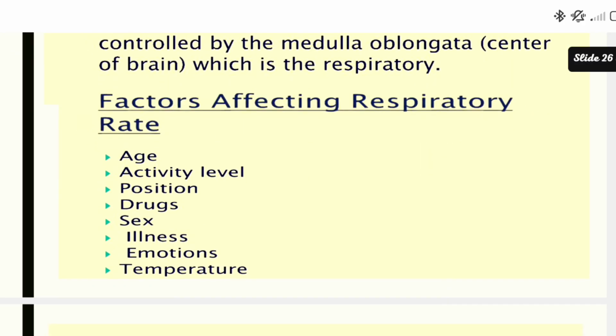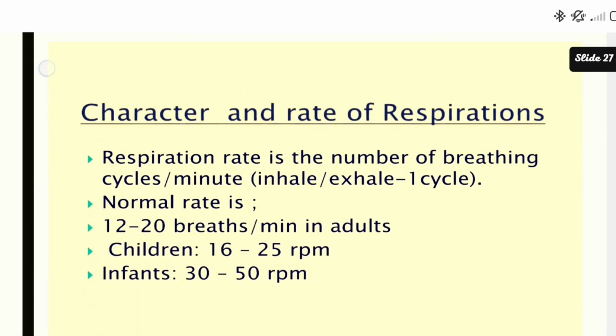Okay, factors affecting it are age, activity level, position, drugs, sex, illness, emotion, and temperature. Character and rate of respiration. Okay, so respiratory rate is the number of breathing cycles per minute, right? So normal value is 12 to 20 for adults, 16 to 25 for children, and 30 to 50 for infants. Please comment your answer: why in case of infants the respiratory rate is increased?